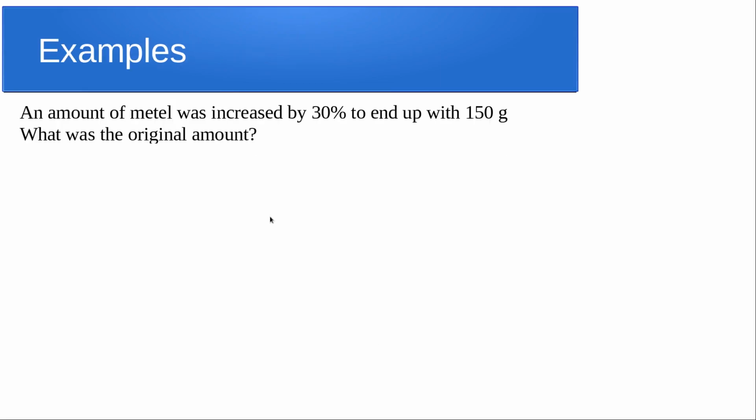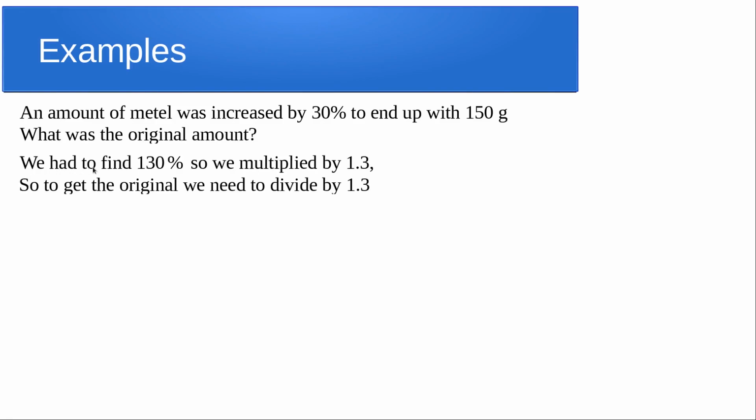Okay, so let's look at two examples. An amount of metal was increased by 30% to end up with 150 grams. What was the original amount? Well, we had to find 130% because we increased by 30. So that meant we had to multiply by 1.3 because 130% is 130 divided by 100, which is 1.3.